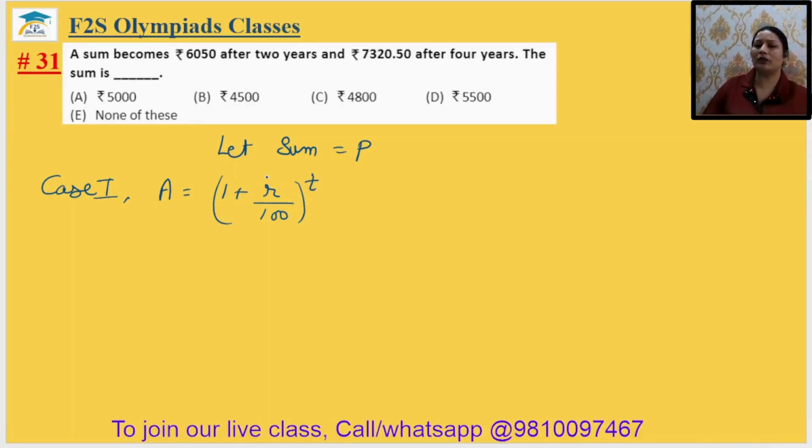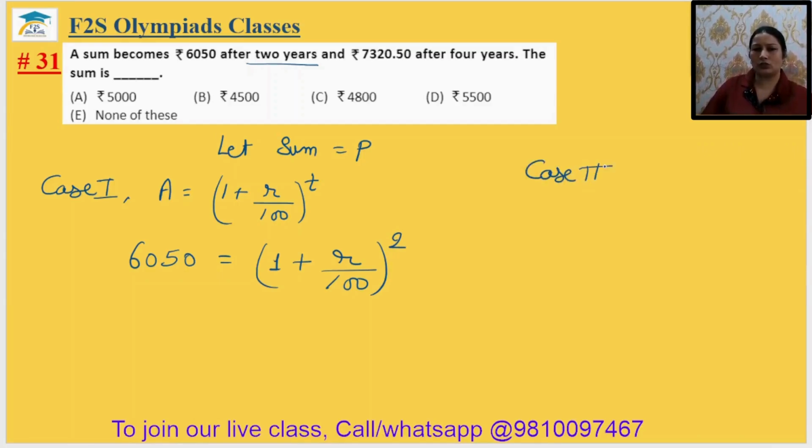When will this formula be applicable? This formula will be applicable when the interest rate is applicable yearly. Okay, and interest rate is given yearly. So in case 1, time is 2 years. So it will be your 6050 equal to P into 1 plus R by 100 to the power 2. Okay, and in case 2, it will be your A equal to P into 1 plus R by 100 to the power 4, because this time is 4 years.